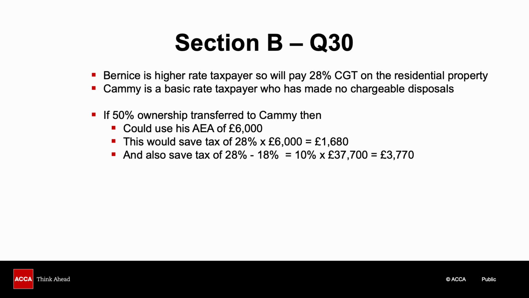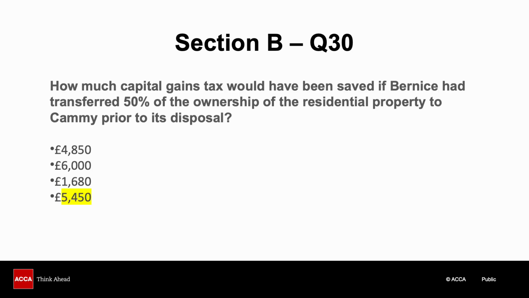Thinking about tax savings in that kind of marginal way, thinking about what does somebody currently pay, what could they pay, what's the difference, how much tax have we saved, is a really, really important skill. So do look out for other questions that do this and practice them. It saves you loads of time in the exam as well, because you don't have to write out full computations. So overall then, we're going to see a tax saving here of 5,450. So that's the correct answer to pick from the options there.